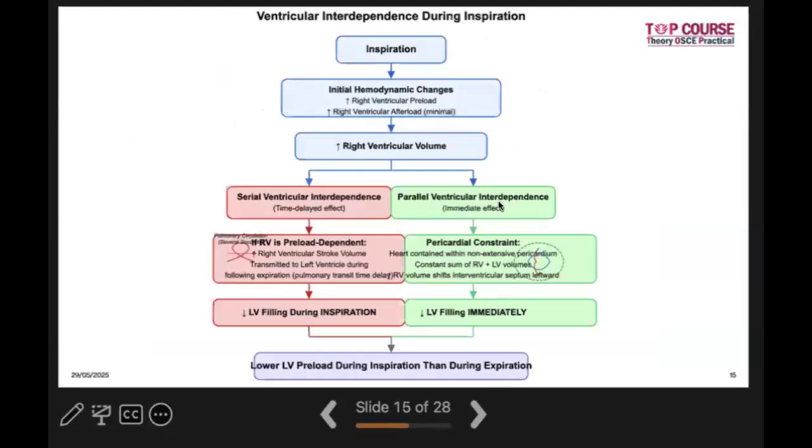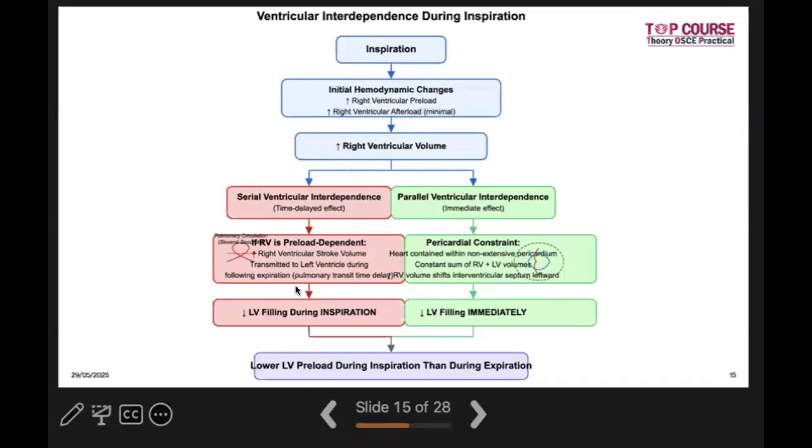What happens to the left ventricular preload? So during inspiration, we know that there is a negative intrathoracic pressure. There is an increase in the right ventricular preload and also right ventricular afterload. So overall, the right ventricle has a higher volume and stroke volume. When you see the thorax as a box, and the pericardium as a smaller box where the right and left ventricles are accommodated, you can see that there will be 2 types of interdependences from the right to the left side of the heart.